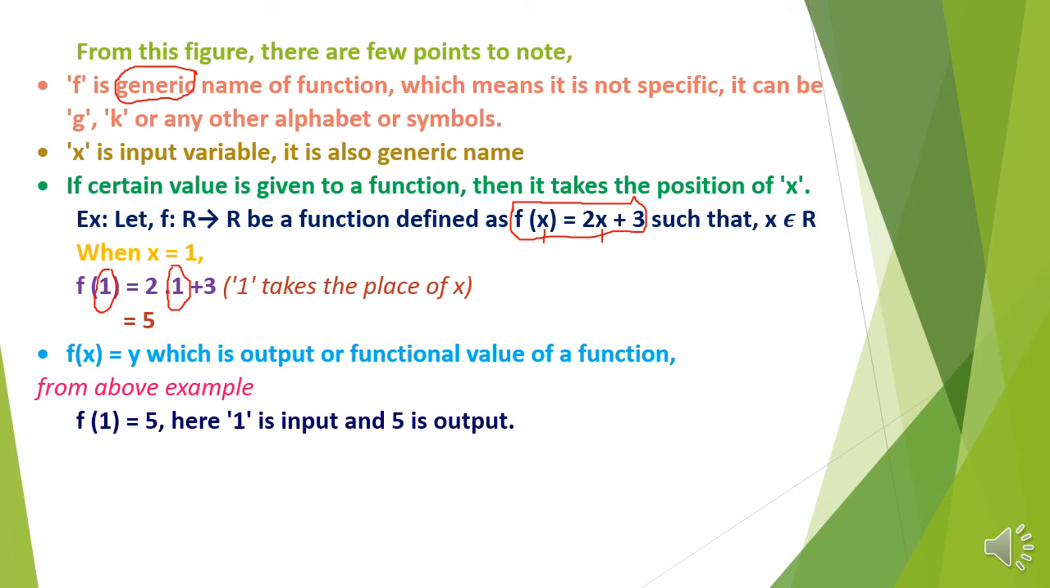1 is input, isn't it? 1 is input, it takes the position of x, so 1 is input, and 5 is the value given by the function, so it is output. Now that output, the functional value of the function f is 5 when x is equal to 1. We read it as the functional value of the function.